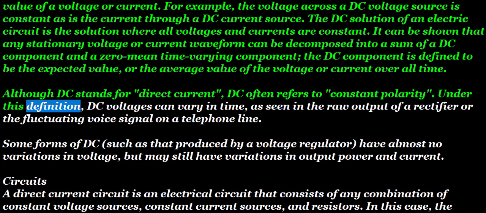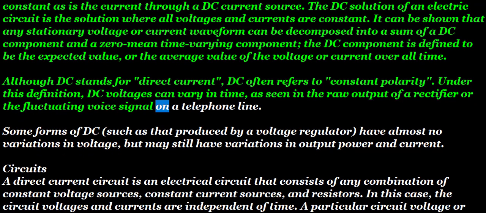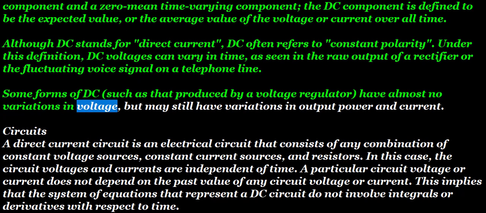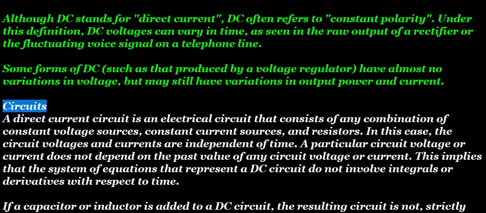Under this definition, DC voltages can vary in time, as seen in the raw output of a rectifier or the fluctuating voice signal on a telephone line. Some forms of DC, such as that produced by a voltage regulator, have almost no variations in voltage, but may still have variations in output power and current. Circuits.